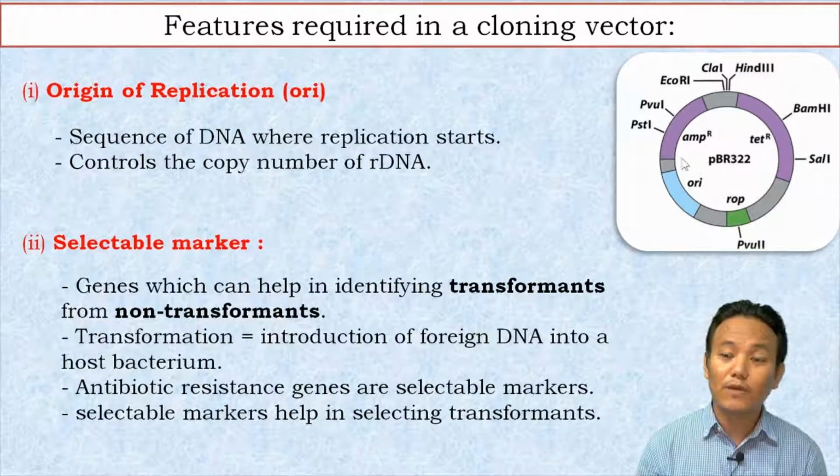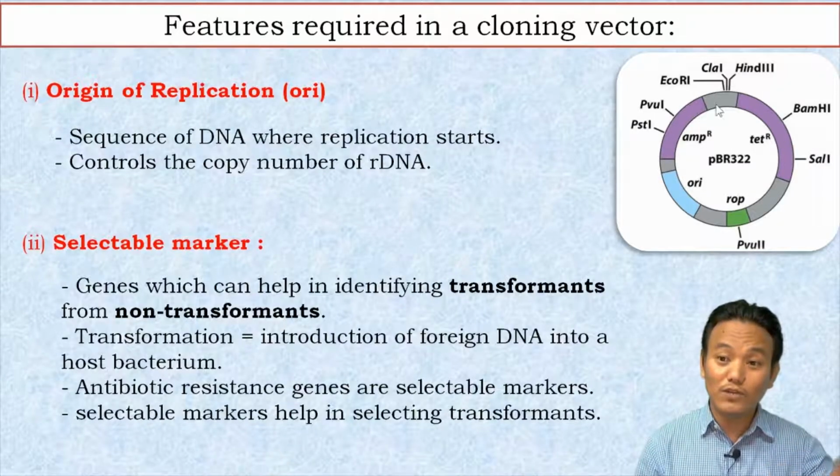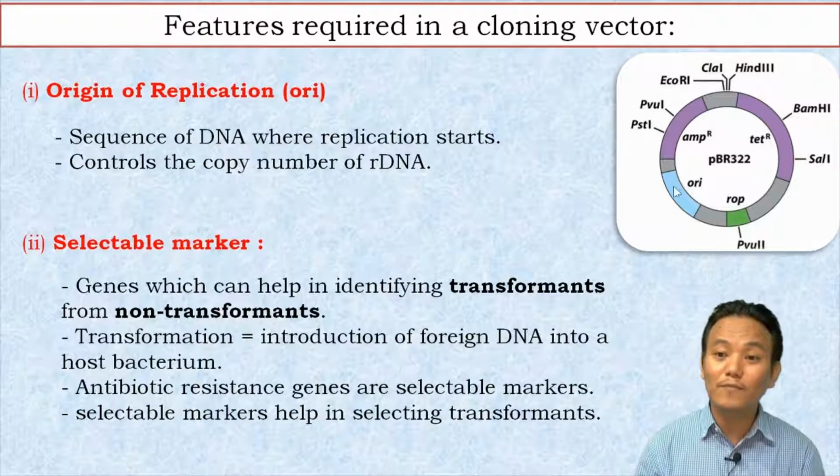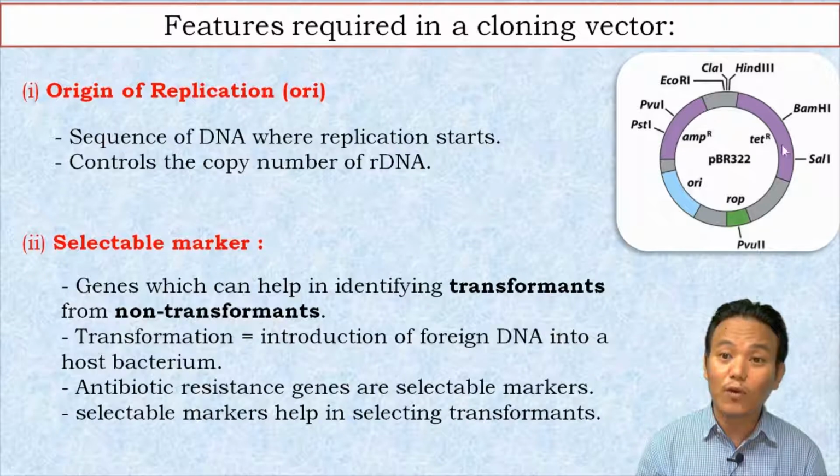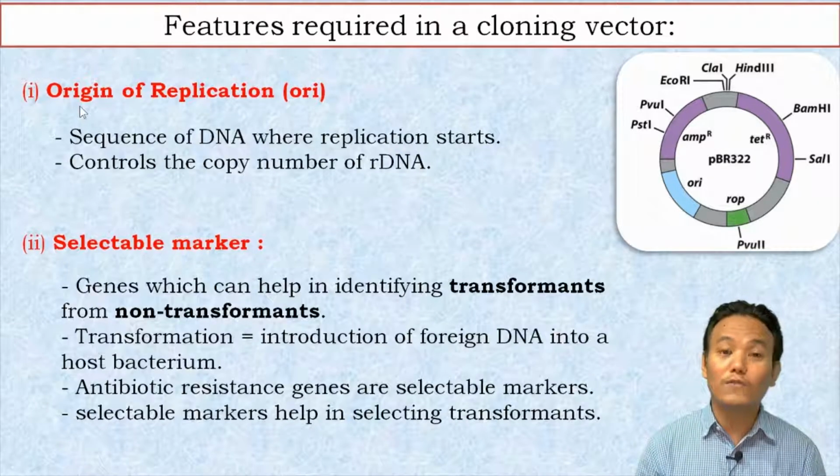Right. Now, if this vector was carrying our gene of interest, a foreign gene of interest, along with the vector, the foreign gene of interest will also get cloned. So that is the desirable outcome. For that to happen, the origin of replication should be there on the cloning vector. So the first important feature is origin of replication.